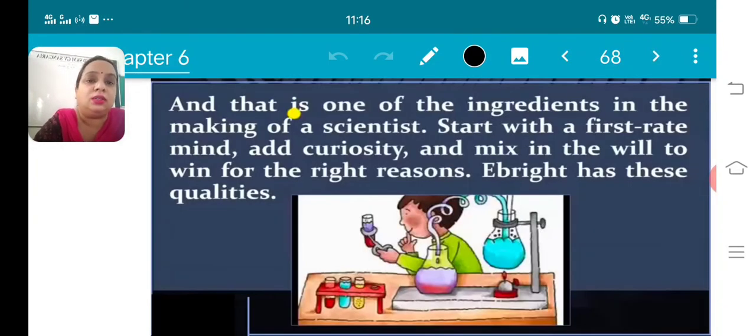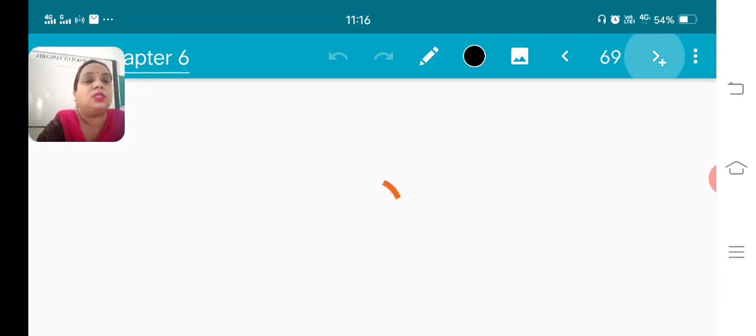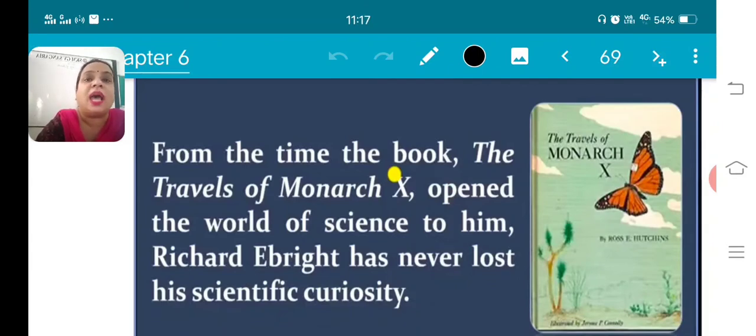Now next, that is one of the ingredients in the making of a scientist: start with a first-rate mind and curiosity and mix in the will to win for the right reason. Bright has these qualities. He needs a first-rate mind along with curiosity, and the will to win for the right reason. So since the time Richard's mother got him the book about the migration of the monarch butterflies, he is always admiring his mother. That book created a curiosity that led him towards science, and that is the result: he has grown into a big scientist.